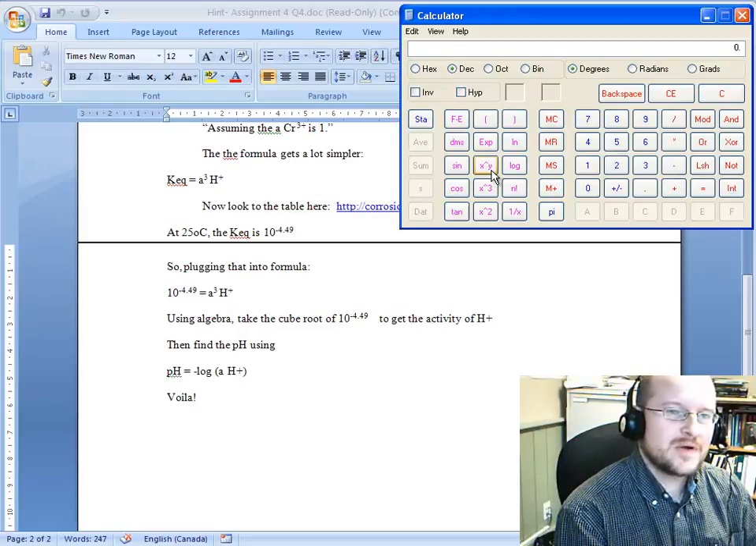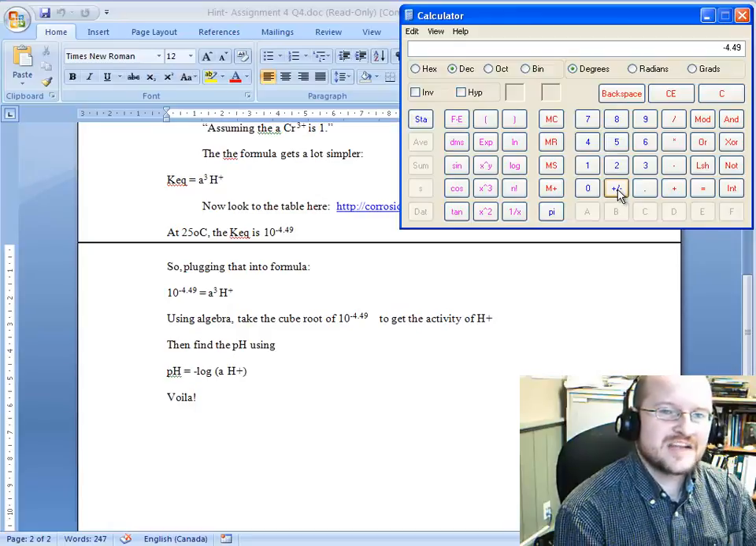Okay, so basically the way I want to do it is to input x first. So x is 10 to the minus 4.49, and the way you do that with this calculator is you put 10 in the x, and then you put minus 4.49 in the y. So I'm going to put 10, click this button, x to the y, and then put 4.49, and hit this negative button. Okay, so that's 10 to the minus 4.49, so I'm going to hit equals.